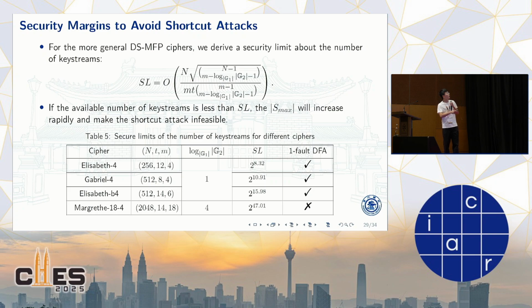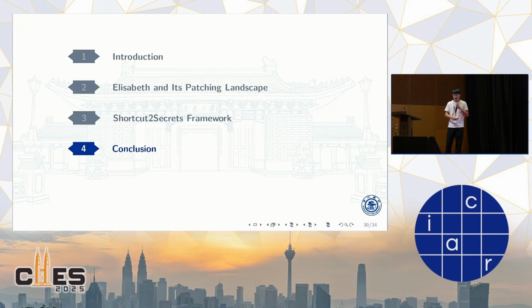We compute SL for the 4th cipher, and we can see that the Margaret 84 has a rather large SL, and that's why we cannot mount a single fault DFA on it. Okay, finally, I will summarize my lecture.